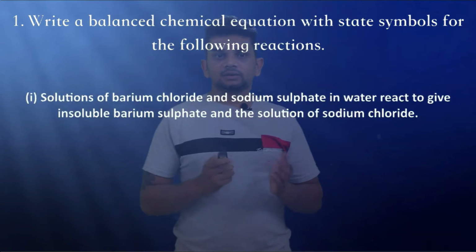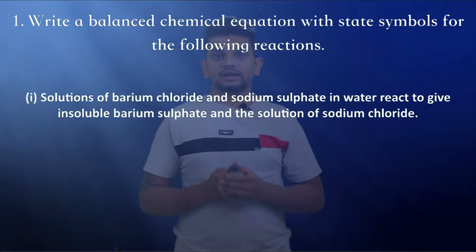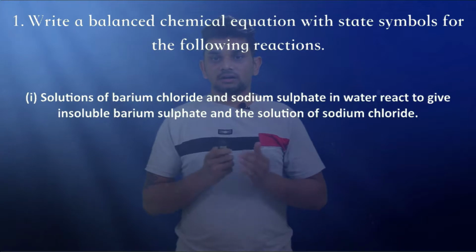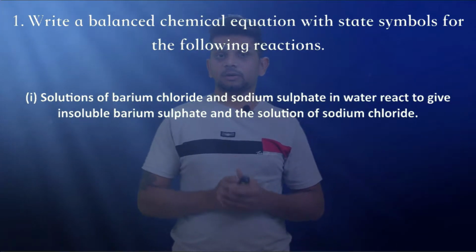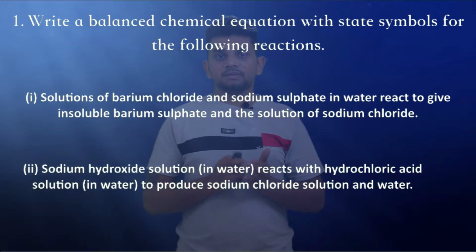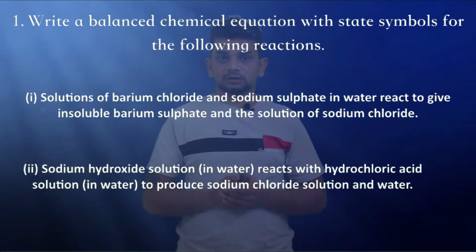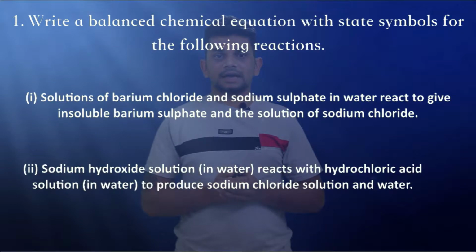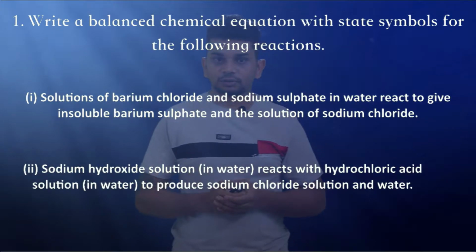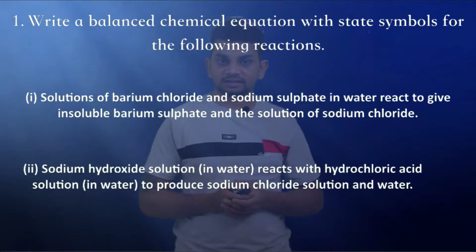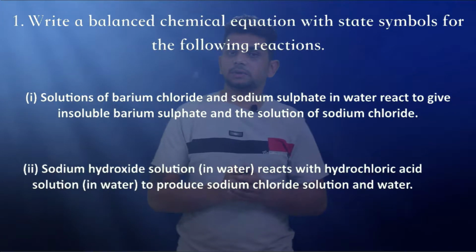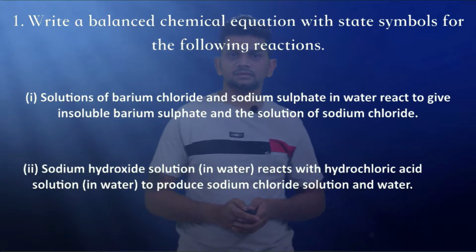First reaction: a solution of barium chloride and sodium sulfate in water react to give insoluble barium sulfate and a solution of sodium chloride. Second question: sodium hydroxide solution in water reacts with hydrochloric acid solution to produce sodium chloride and water. These are the two reactions. We are going to write the chemical equations for each reaction.